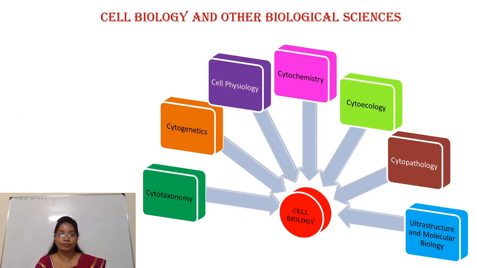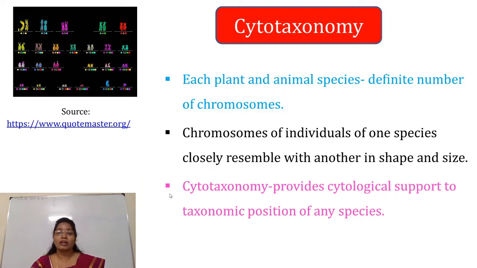So let's move on. The next point is, what are the different biological sciences associated with cell biology? Some of the important biological sciences associated with cell biology are cytotaxonomy, cytogenetics, cell physiology, cytochemistry, cytoecology, cytopathology, and ultrastructure and molecular biology. Okay, so let's see one by one.